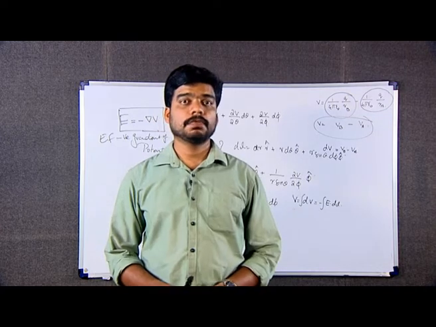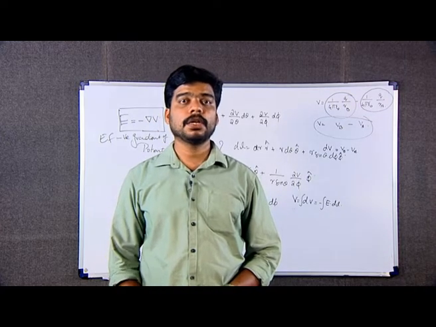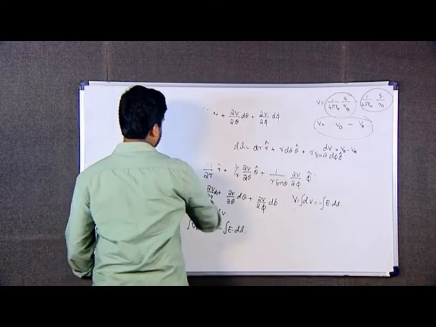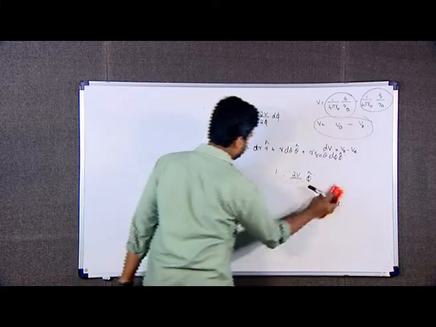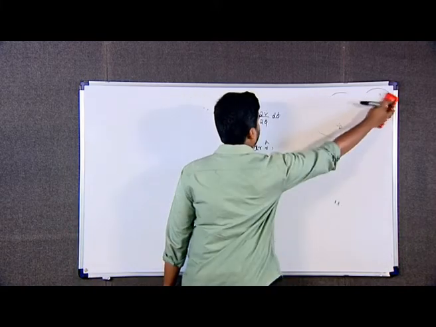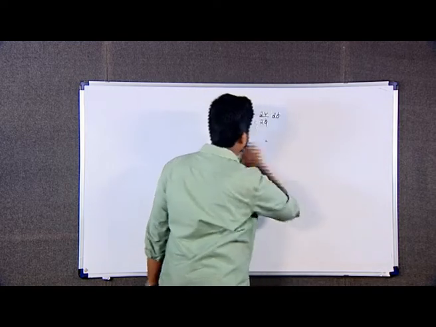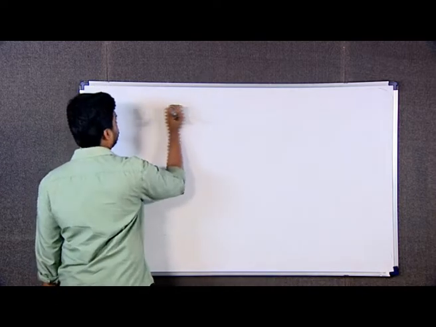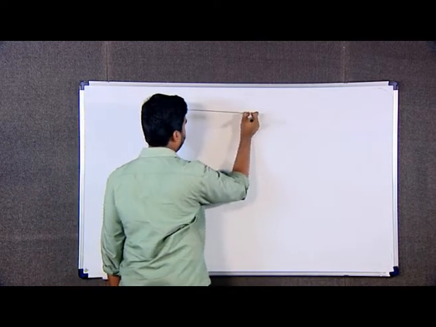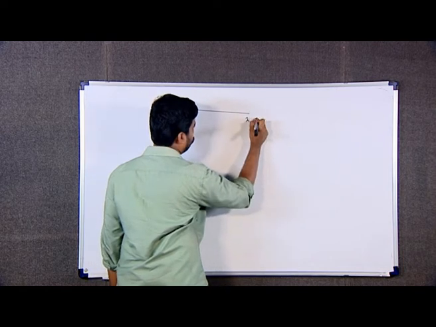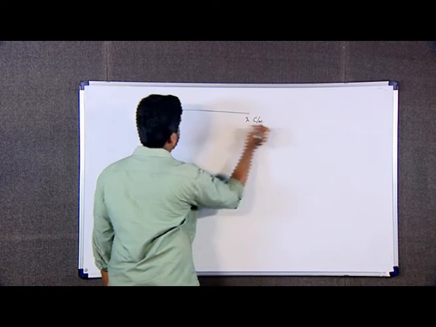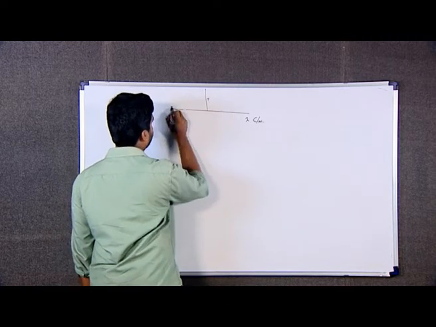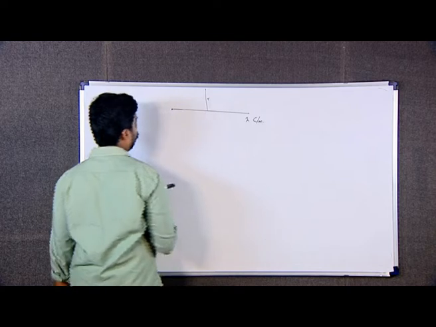Now, we will discuss the potential due to an infinitely long wire. I am going to derive the value of the potential for an infinitely long wire having linear charge density lambda. The linear charge density for the wire is lambda coulomb per meter, and I want to find out the potential at a distance r from the center of this wire.